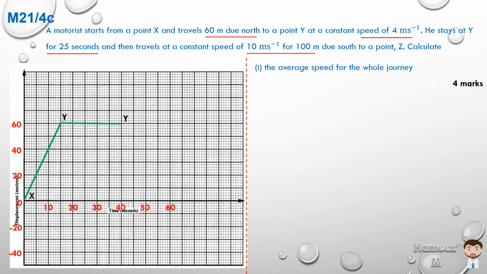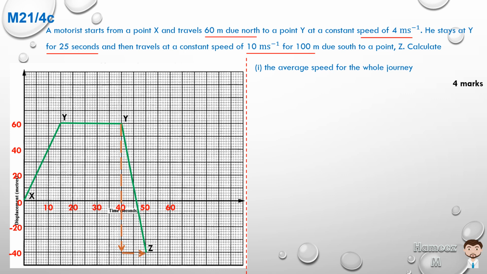So he's going in the opposite direction. If he started at 60 and he moves 100 meters in the opposite direction, he'll end up at minus 40. And since he's moving 10 meters per second, 100 divided by 10 is 10 seconds. So it takes him 10 seconds to do such. So from 40 seconds, it went to 50 seconds. So we can find the spot where Z is. So let's draw the line to show from Y to Z.